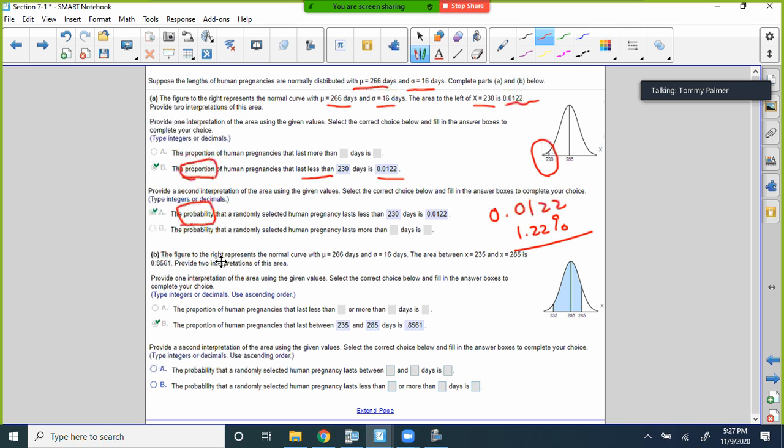And then they look at part B, and they're saying the right is the normal curve with 266 days and 16 as the standard deviation. What's the area between 235 and 285? So it's right in here. They tell you that area is 0.8561, which is really 85.61%, right? So you have an 85.61% chance of going into labor between 235 and 285 days.